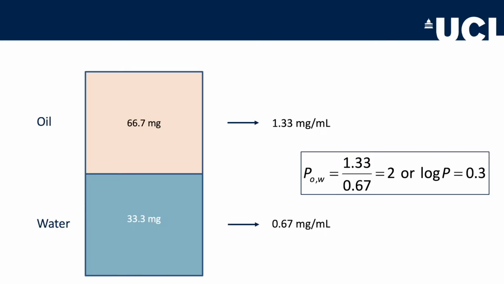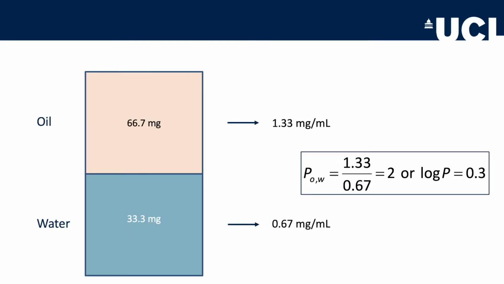On the screen is a schematic of a mixture of oil and water. We will assume there are 50 millilitres of each phase, and we have added 100 milligrams of compound. The final amounts of compound in each phase at equilibrium are 66.7 milligrams in oil and 33.3 milligrams in water. This means the concentration in oil is 1.33 milligrams per mil, and in water is 0.67 milligrams per mil. The ratio of these two is the partition coefficient.